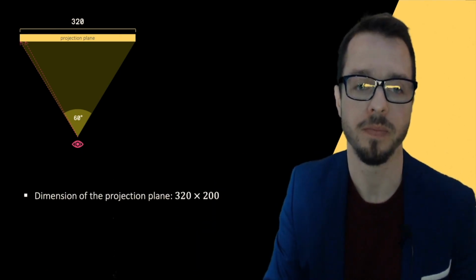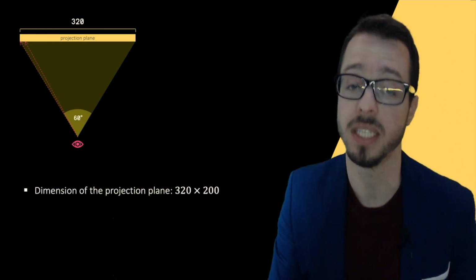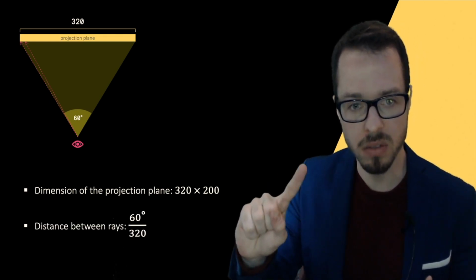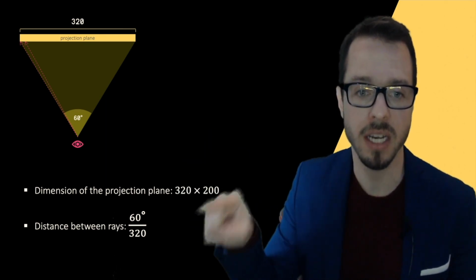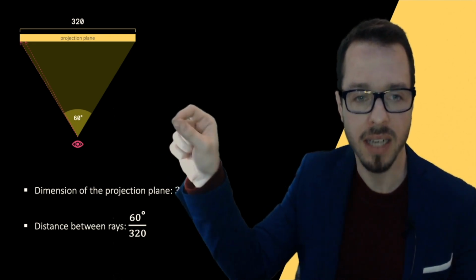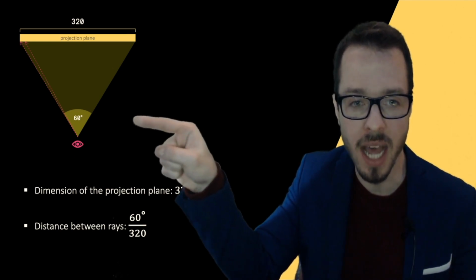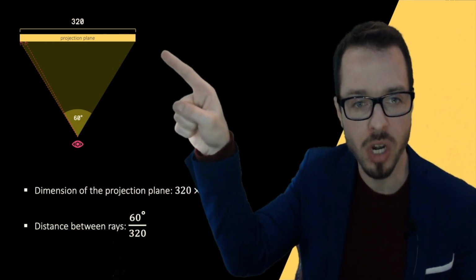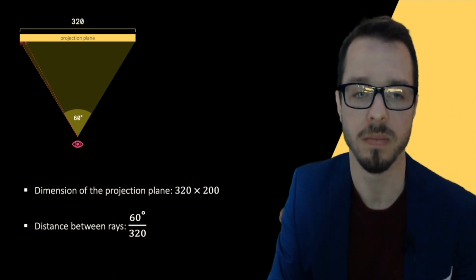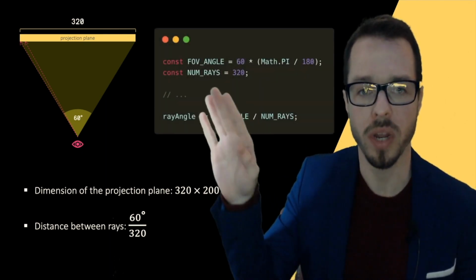So given the dimension of my projection plane is 320 by 200 and my field of view is 60 degrees, the distance between each one of those rays in angles is the 60 degrees divided by how many columns I have, 320, right? That will give me how many slices I would divide everything into, 320 slices, because I need 1 slice per column. So I divide 60 degrees by 320 and I get how much I have to increase my angle for each one of the slices. Looking at the code right here, I think it's easier.